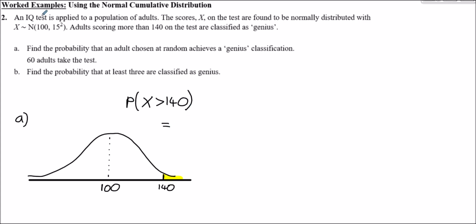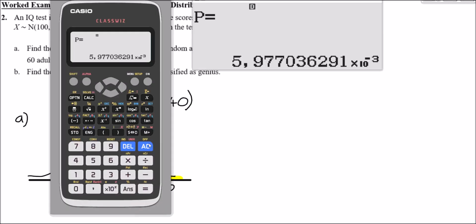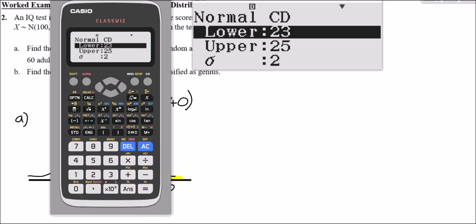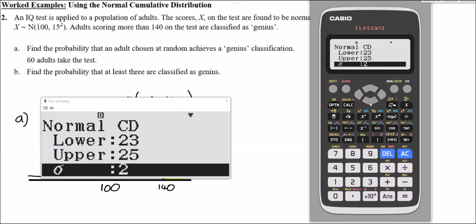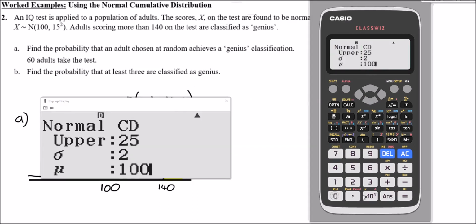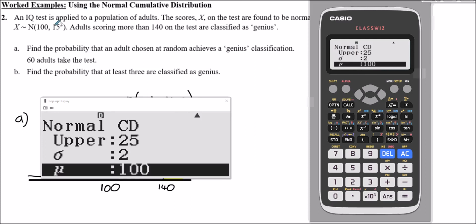So I just type in these parameters on the calculator and let the calculator do the legwork. What I've got here is the mean is 100, so toggle to the mean, type in 100. The standard deviation is the square root of 15 squared. It's just 15.